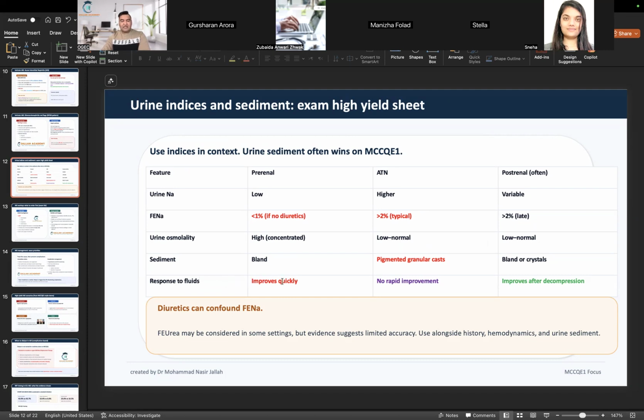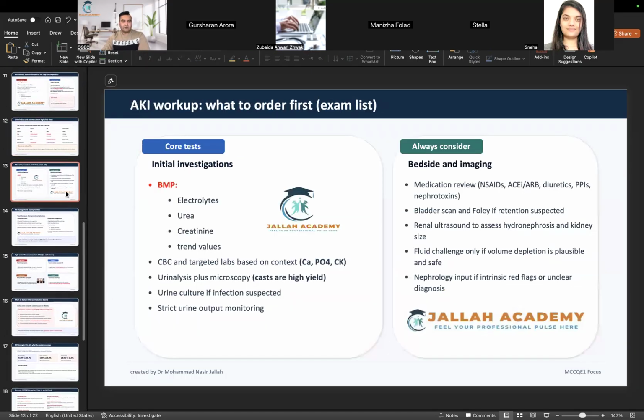And response, it will improve quickly. And also this one will be high, more than 350. This one will be low, less than 350. So that's also important. But usually if they want to test it, they want to test you on this one, and this one, and this one, and also on this one. These are very important. So bland, and pigmented. Bland RBC, pigmented cast, and bland RBC. Diuretics can confound FENa. So, okay, that's not very important.